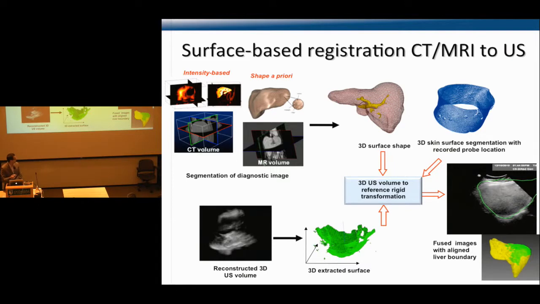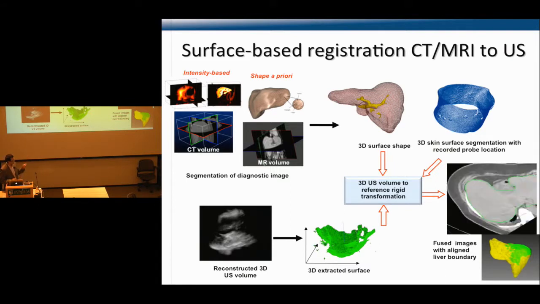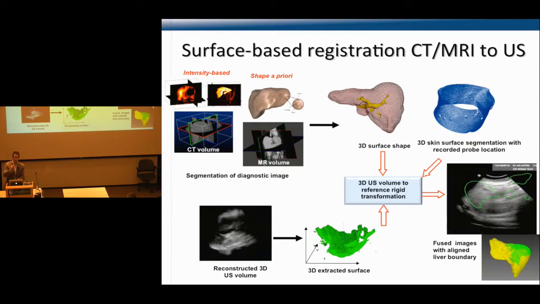So as an output, what that will give us is a fused CT to ultrasound image, which will enable the interventional radiologist to find a tumor and be able to reach that with the ultrasound imaging.